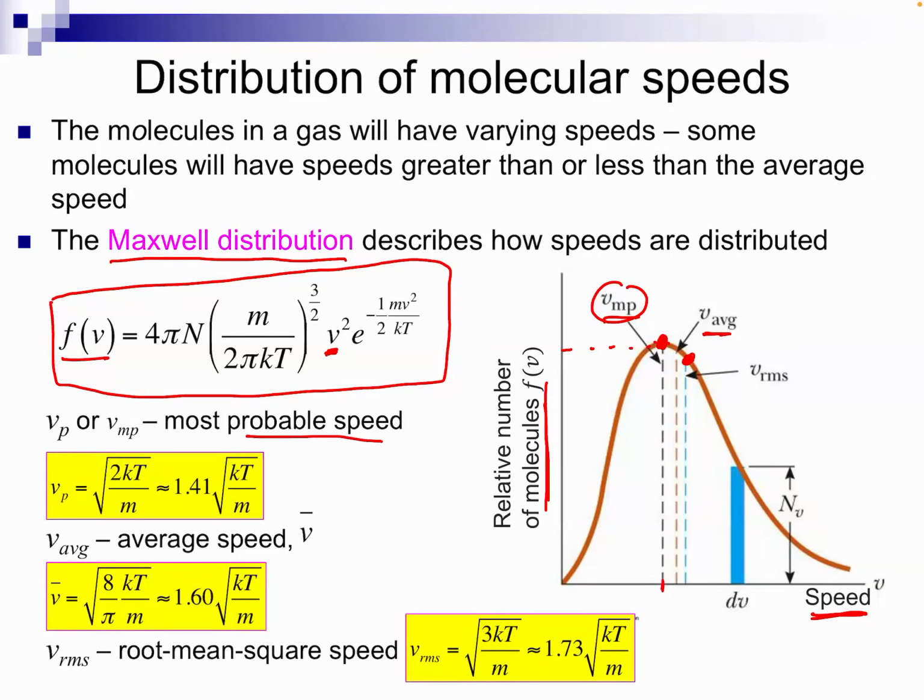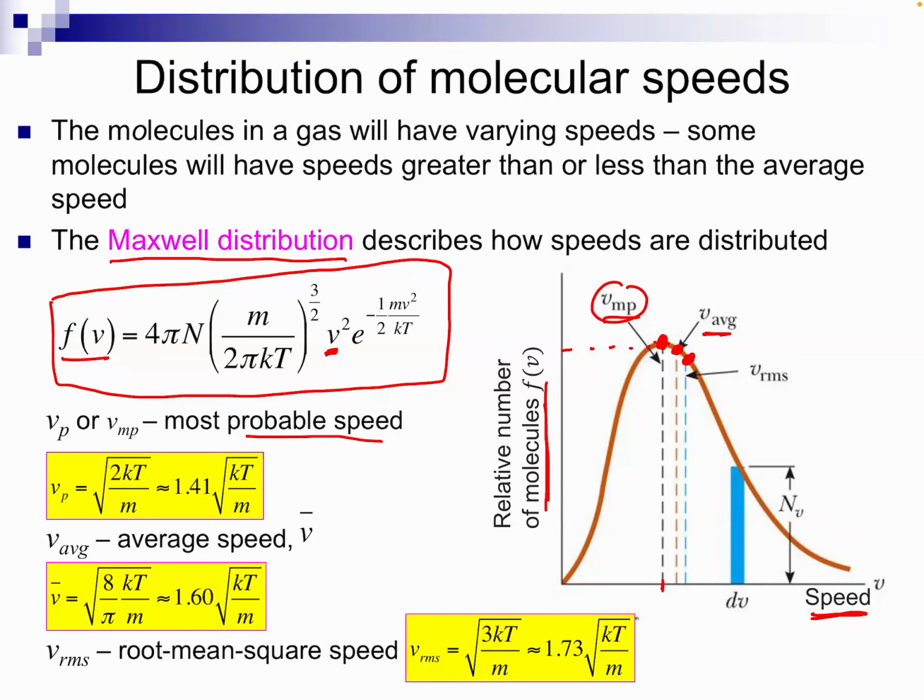So the Maxwell distribution is simply a graph where you can pick up three points to tell you how many molecules have a speed equal to the most probable speed, how many molecules have a speed equal to the average speed, and how many molecules have a speed equal to the RMS speed.